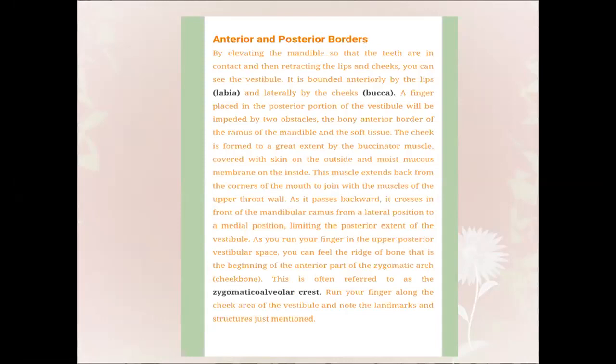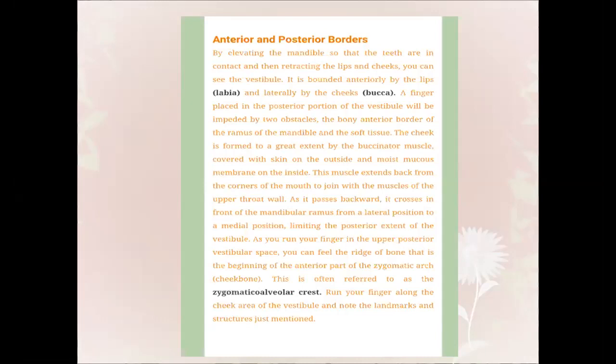The cheek is formed to a great extent by the buccinator muscle, covered with the skin on the outside and a moist mucous membrane on the inside. This muscle extends back from the corners of the mouth to join with the muscles of the upper throat wall. As it passes backward, it crosses in front of the mandibular ramus from the lateral position to a medial position, limiting the posterior extent of the vestibule.